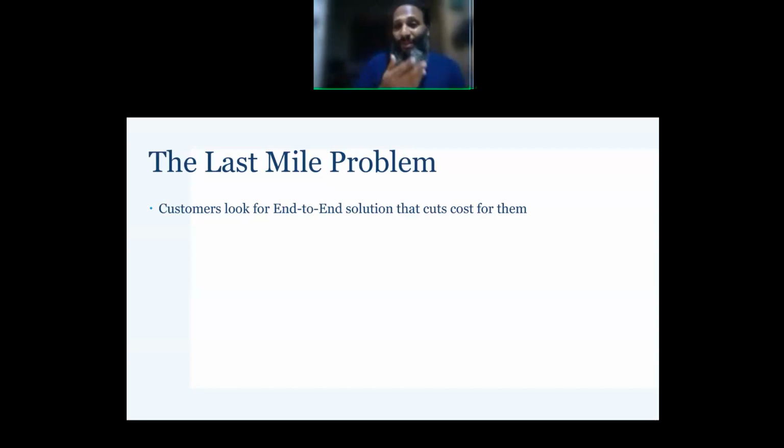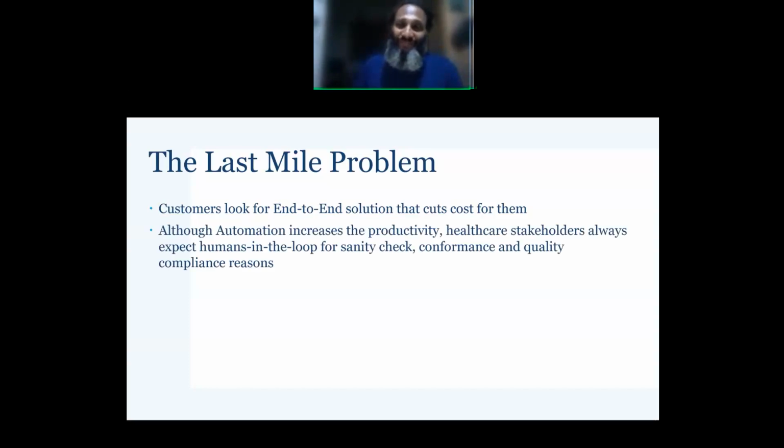So end-to-end solution means you have to provide the quality of service like a human powered solution, but you have to pull it off with machines. So it's kind of a very difficult proposition, and that is your USP, right? That is exactly what you are trying to sell to an existing customer, right?